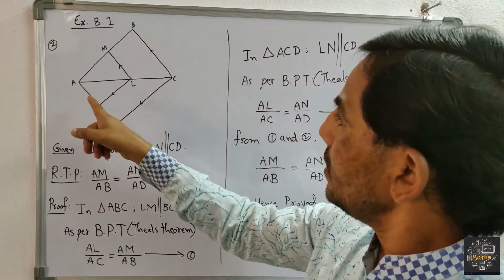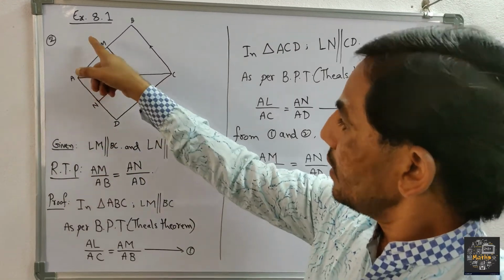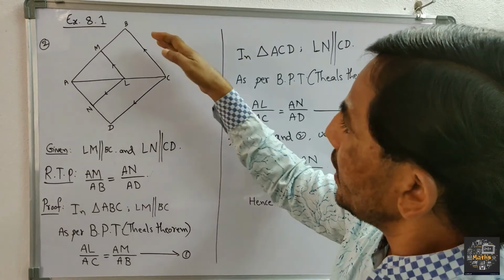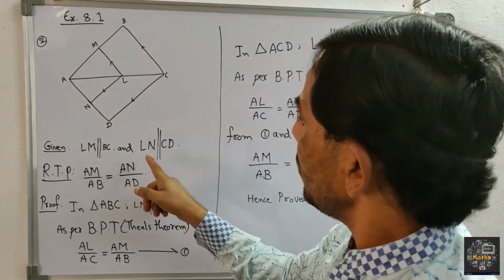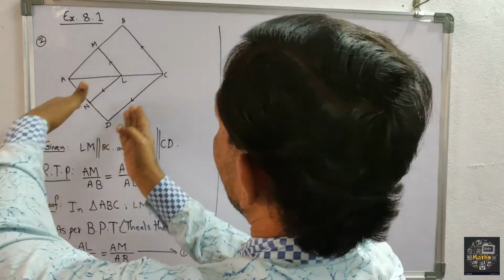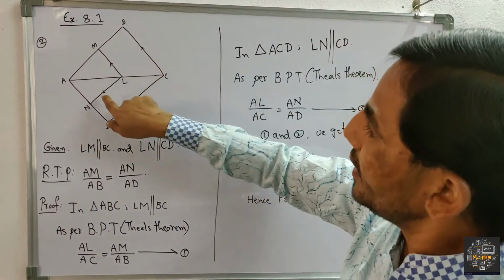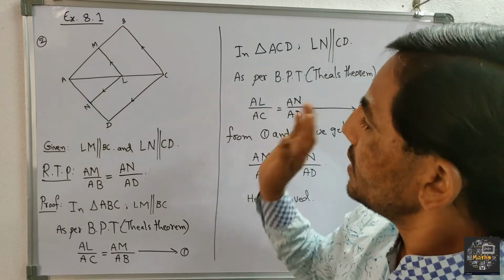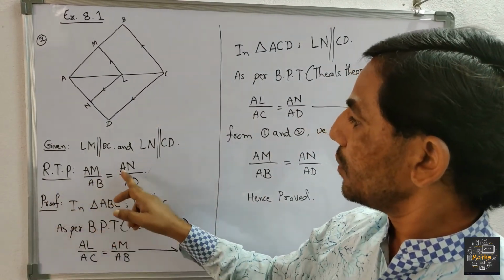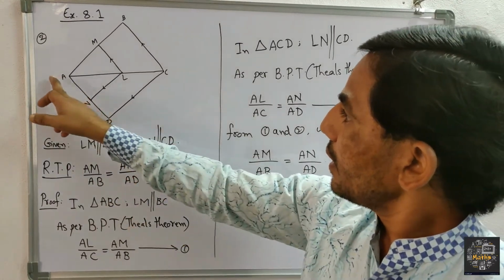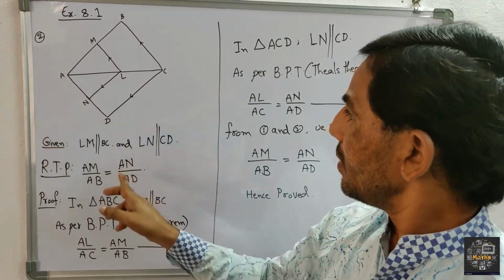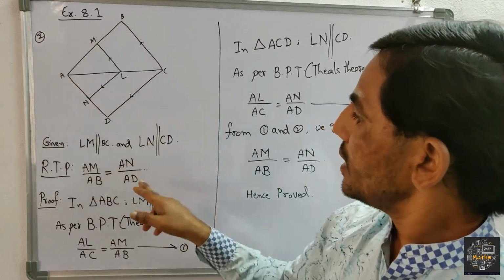So here given that LM is parallel to BC. These two lines are parallel, and also NL and CD. These two lines are parallel, already indicated here, and these two lines are parallel. Okay, required to prove what? AM by AB is equal to AN by AD. These two lines like this.